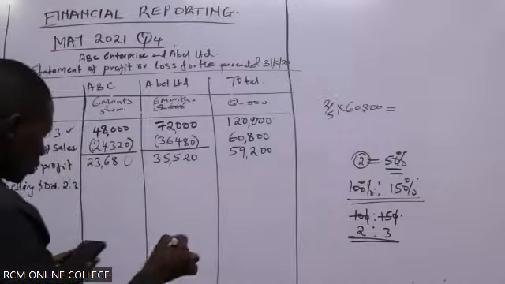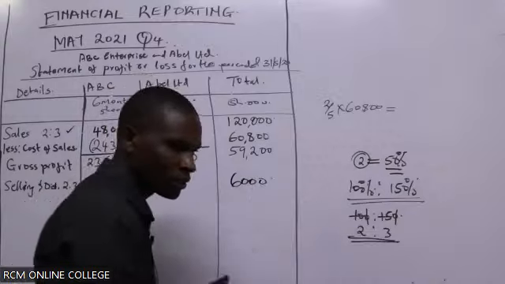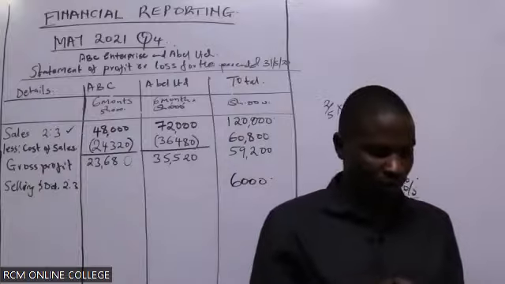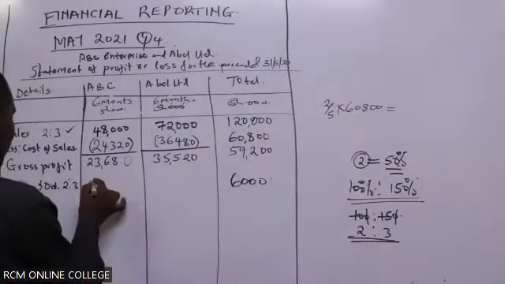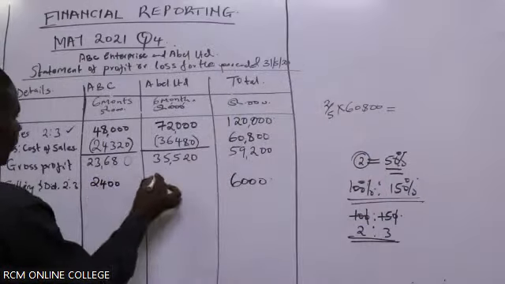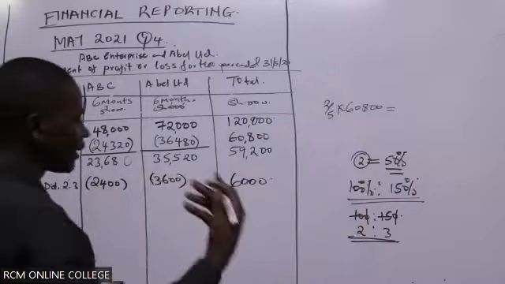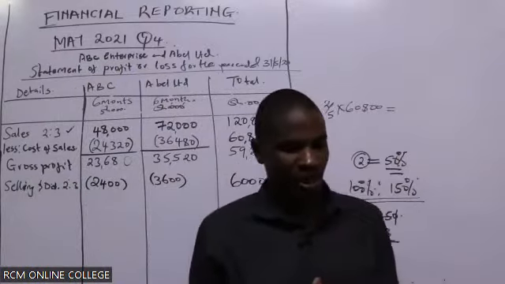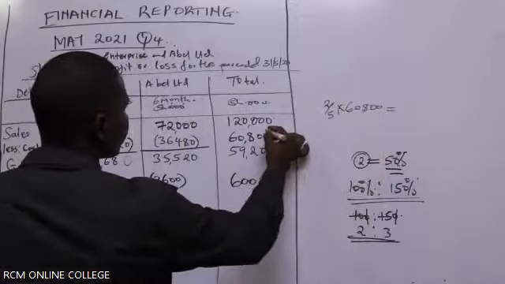2:3. So total tuko nayo 6,000 here. So 2/5 of 6,000 unapata ngapi? What are you getting? 2,400 and 3,600 respectively. Remember, that is an expense that we need to eliminate.